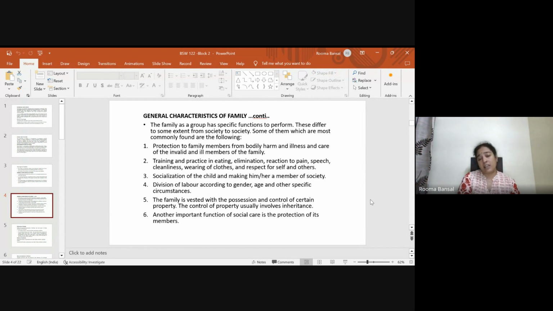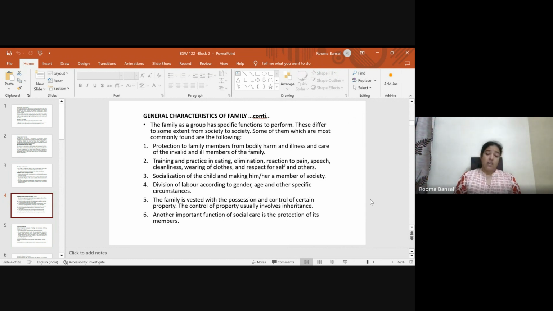Here, as we have discussed, the prime responsibility of the family is taking care of children. So here, not only children, but each and every member of the family, protection of each and every member of the family. Next, training and practice in eating, elimination, reaction to pain, speech, cleanliness, wearing of clothes, and respect for self and others.